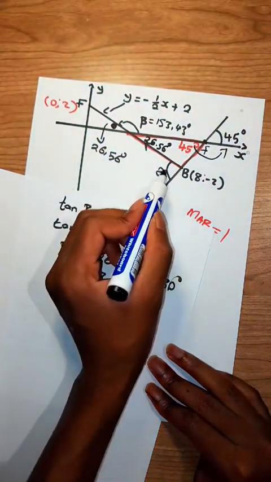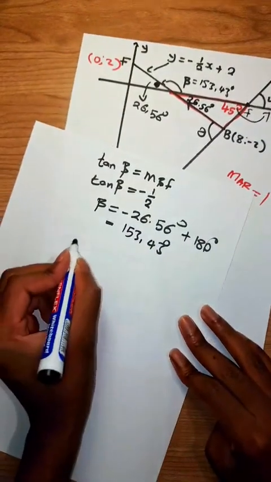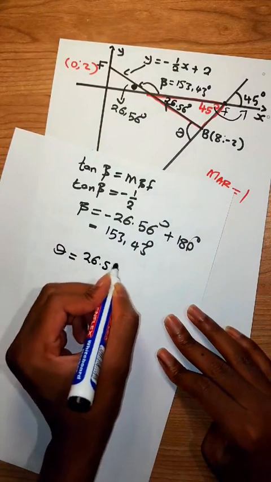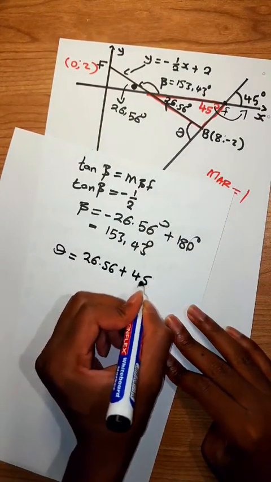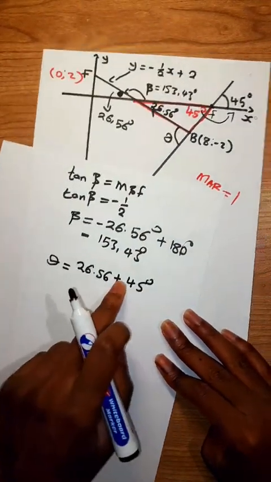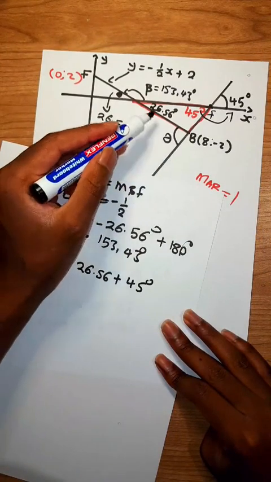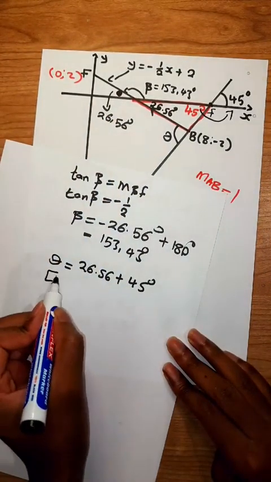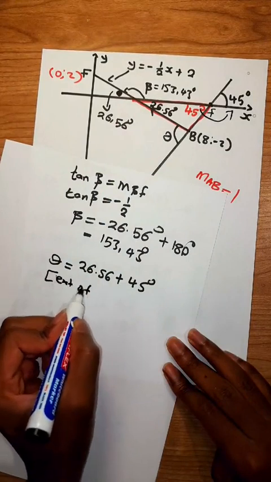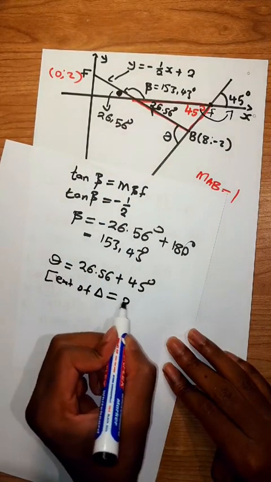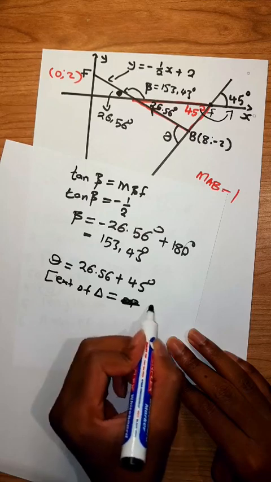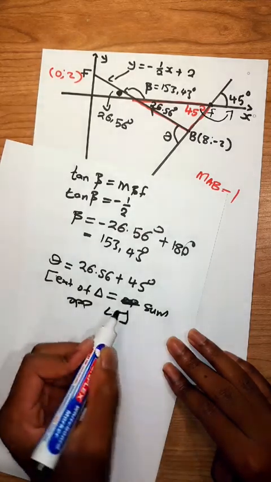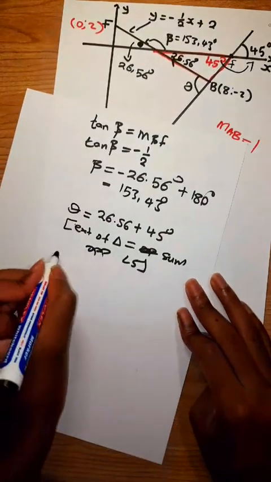Now we want to find theta. So we know that theta is going to be 26.56 plus 45 degrees. Why is this? Because it is the exterior angle of a triangle. So we know this reason is because what? The exterior angle of a triangle equals the sum of the opposite interior angles, right? So you're going to find that answer in that way.